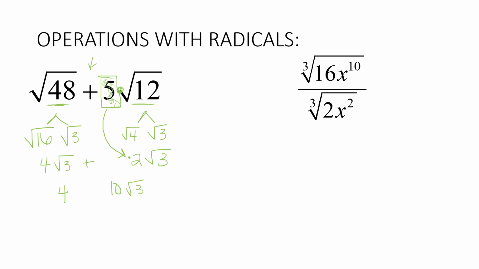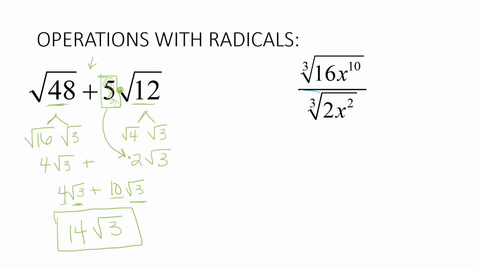So I have 4 square roots of 3 plus 10 square roots of 3. When we're adding like terms, again, we're still talking about how many square roots of 3 I have. When you add 4 and 10, you get 14. So your final answer for this first example would be 14 square roots of 3. For the second example, here we are dividing.